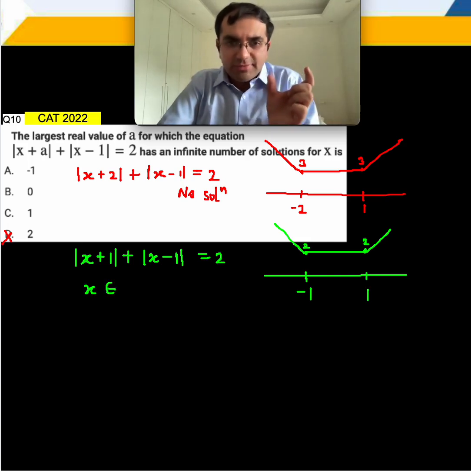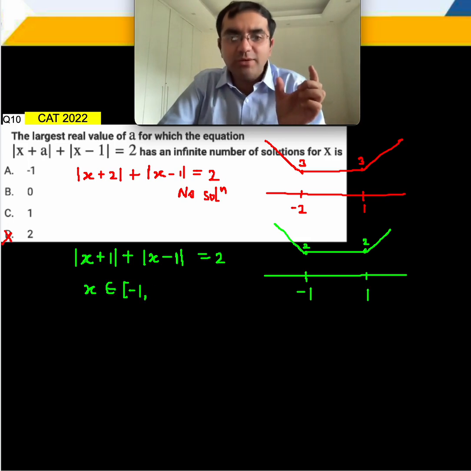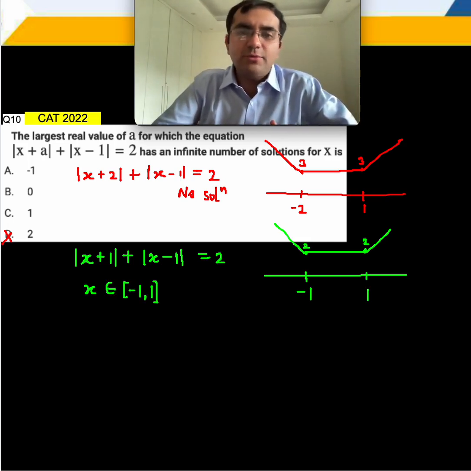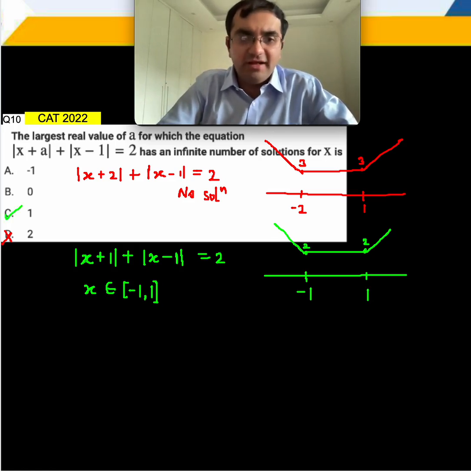That means x belongs to values between -1 and 1. These are infinite real number values. Between -1 and 1 how many real numbers exist? Infinite real numbers exist. So there are infinite solutions for this particular value of a. The answer is C part for question number 10.